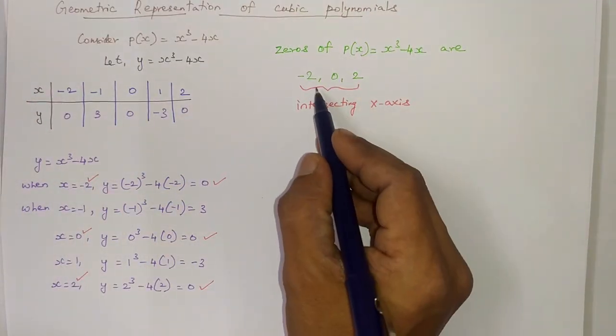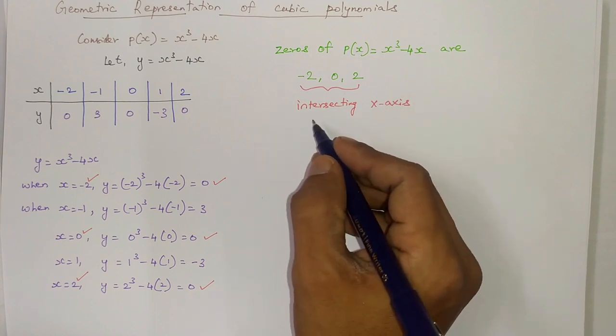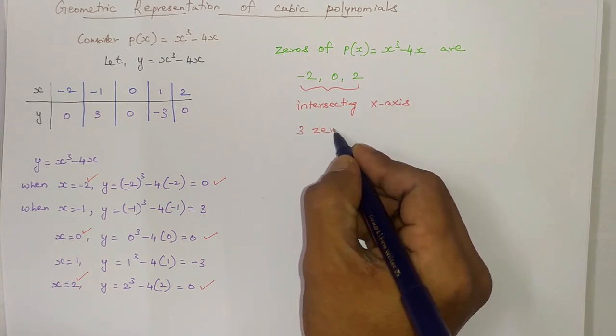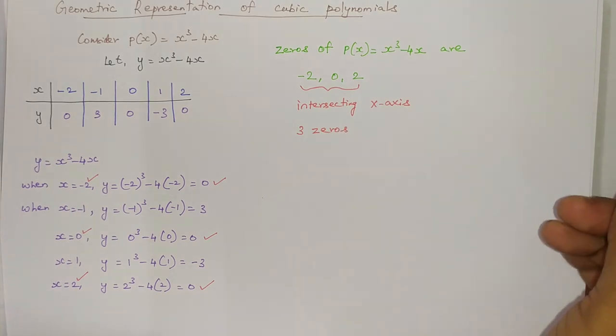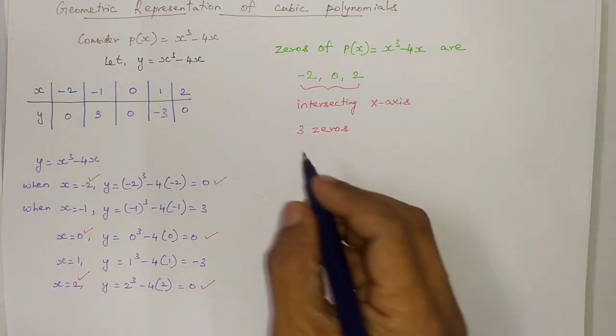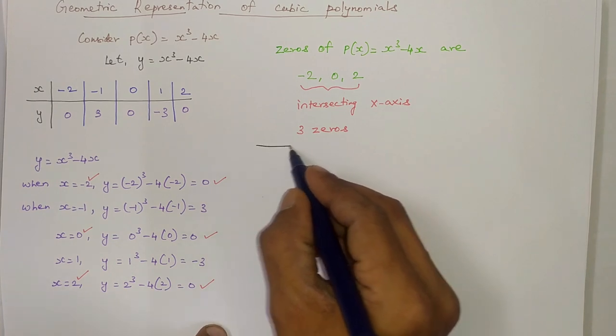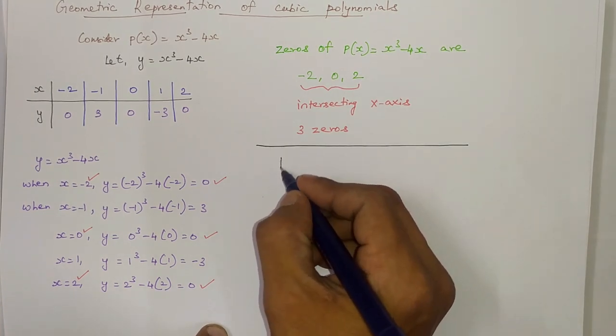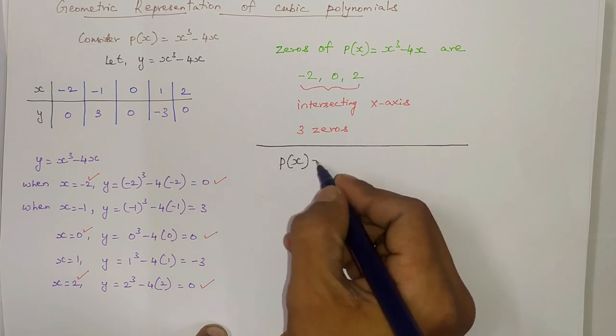Since it is intersecting at 3 points, it has 3 zeros. Okay. So now what we will do is we will try to find the zeros of p of x is equal to x cube.